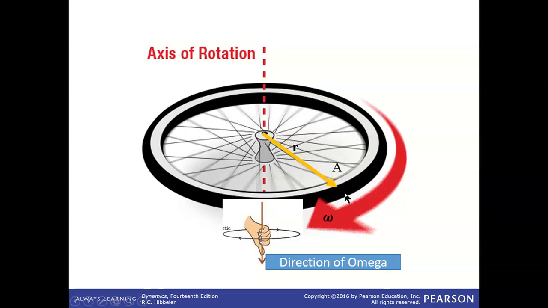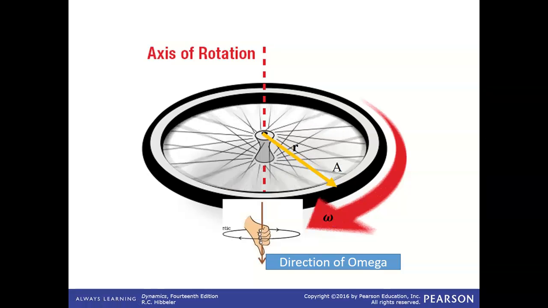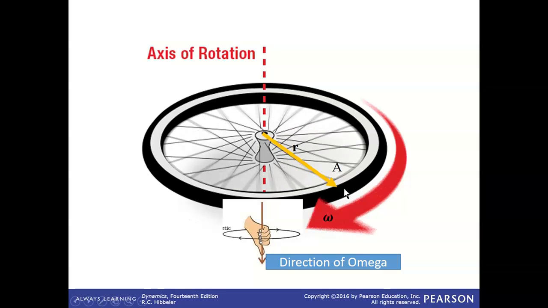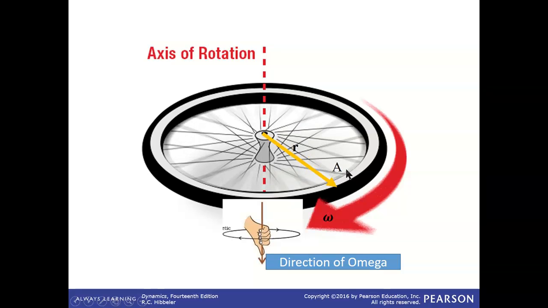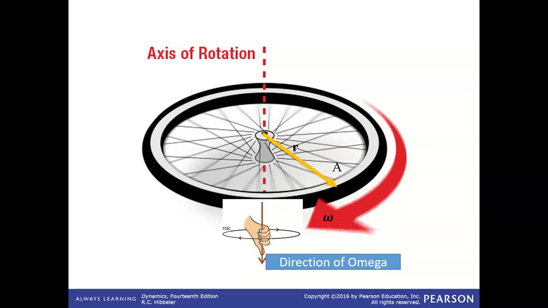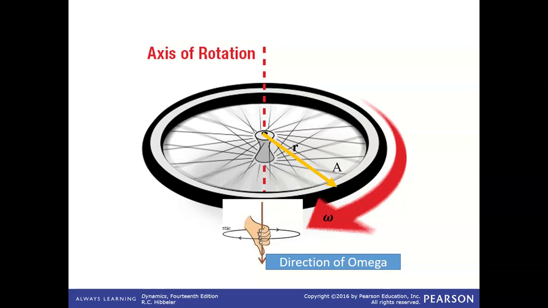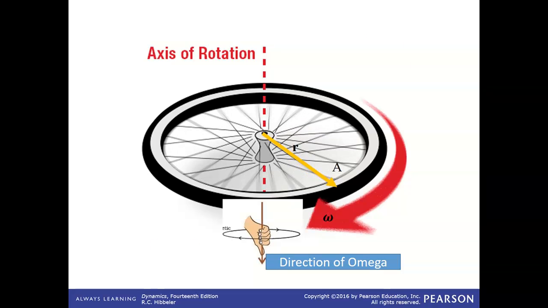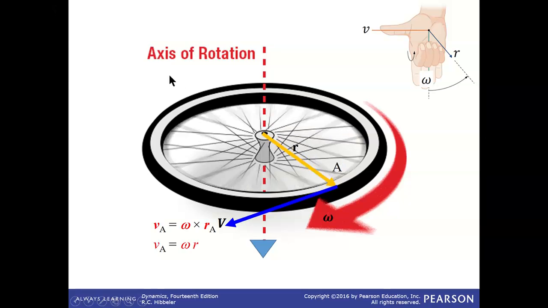So this is the position vector, this is omega, and now we can apply again the right hand rule and the cross product to find out the magnitude and direction of velocity at point A as shown in the figure. So you can pause the video, think about the answer and proceed further. And the answer is here.